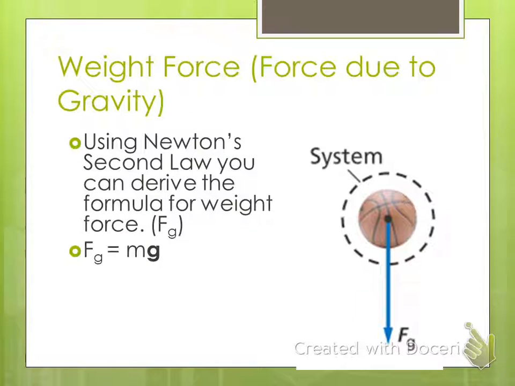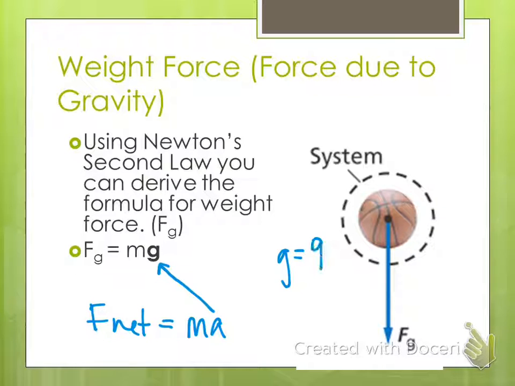And this is how we solve for weight, using Newton's second law, which was F net equals mass times acceleration. We're going to use that same equation now, but apply it to a force that's due to the acceleration due to gravity. So instead of a, we'll use g, which is always equal to 9.8. And the negative tells us downward, but we're going to use that in our overall equation, so you don't have to worry about that too much just yet.